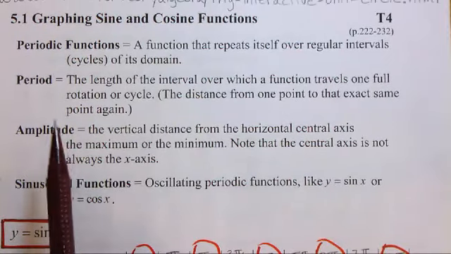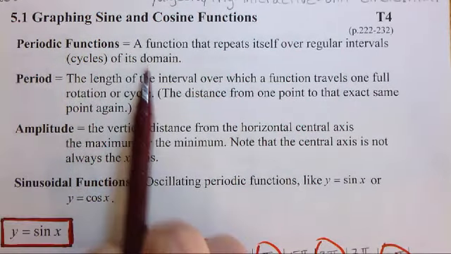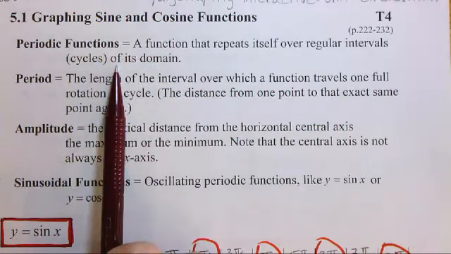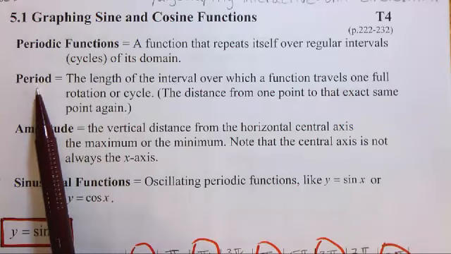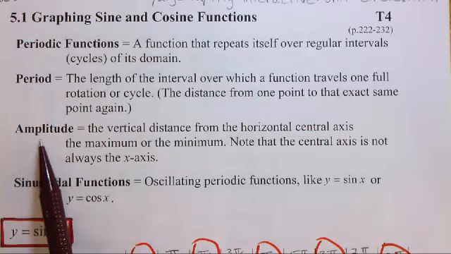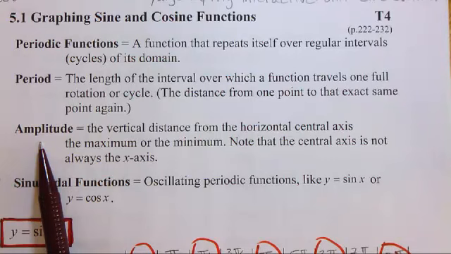Here we've got a few new words. Periodic functions: this is a function that repeats itself over regular intervals or cycles of its domain. A period is the length of the interval over which a function travels one full rotation or cycle, the distance from one point to that exact same point again. Amplitude is the vertical distance from the horizontal central axis to the maximum or the minimum. So it's the highest it goes in the y or the lowest it goes in the y. Note that the central axis is not always the x-axis.